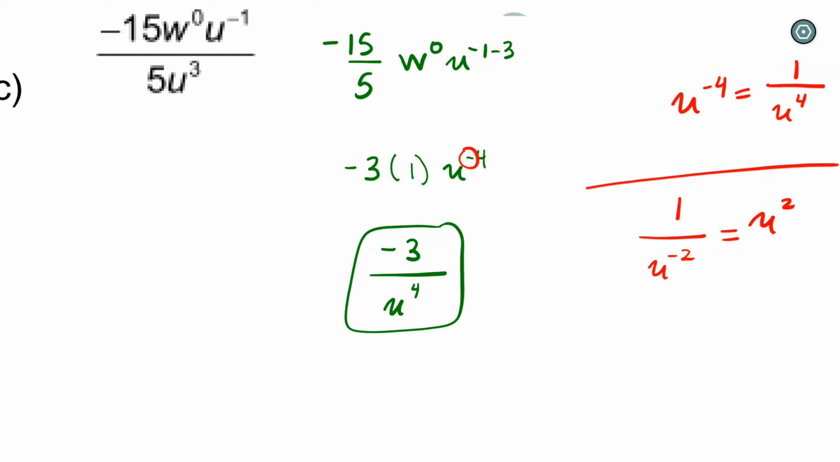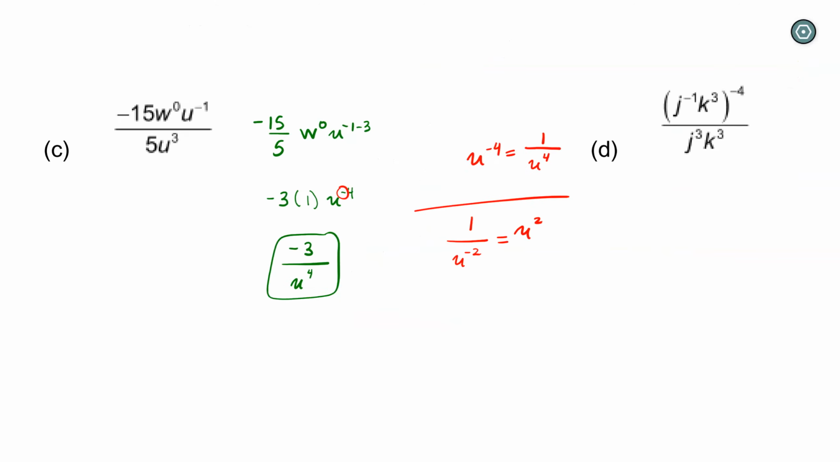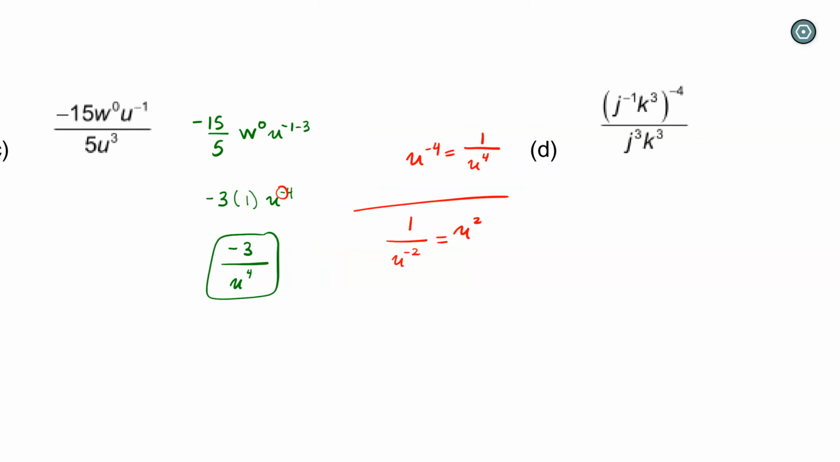If you have a negative exponent in the bottom, move it to the top. Change the sign. Move it to the other side of the fraction, change the sign. That's all you do with negatives. Okay, let's try D.